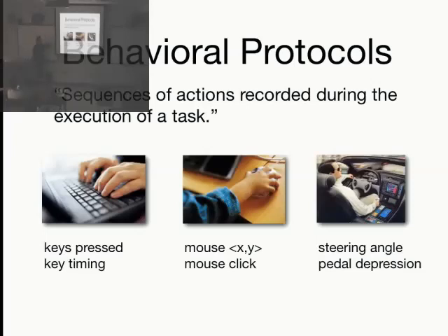For something like typing on a computer, it would be the keys that are pressed, or the timing in between key presses. For moving a mouse around, it's the XY positions, and maybe speed, or when you click. But for driving, there can be all sorts of things: the steering angle, the speed, how much you're pushing the pedals down, and also what the driver's looking at. Those are the sorts of protocols that we're interested in trying to make sense of.